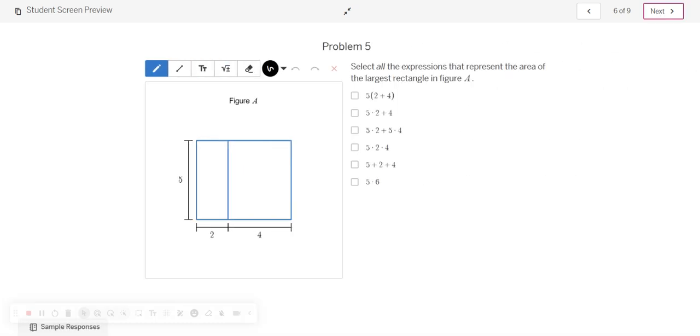Sorry about that. I know that 5 times 2 is 10, and 5 times 4 is 20. So I'm looking for things that make sense. This is 2 plus 4, and 2 plus 4 is 6. So 5 times 2 plus 4 totally works. 5 times 2 plus, no, that's not right. But 5 times 2 and 5 times 4, that definitely works. 5 times 2 times 4, that's like the volume of this thing. That wouldn't work. 5 plus 2 plus 4, no. But 5 plus 6 totally works. All of those are good to go.